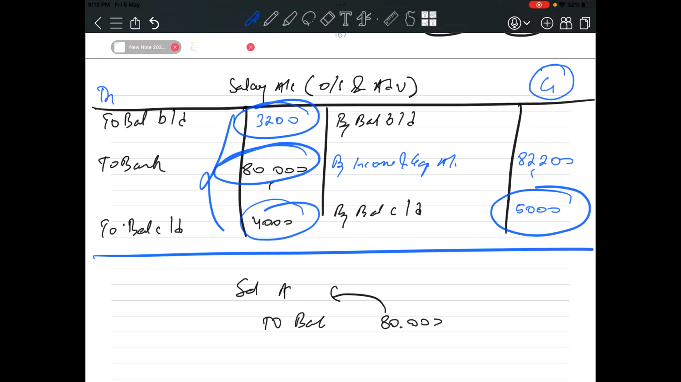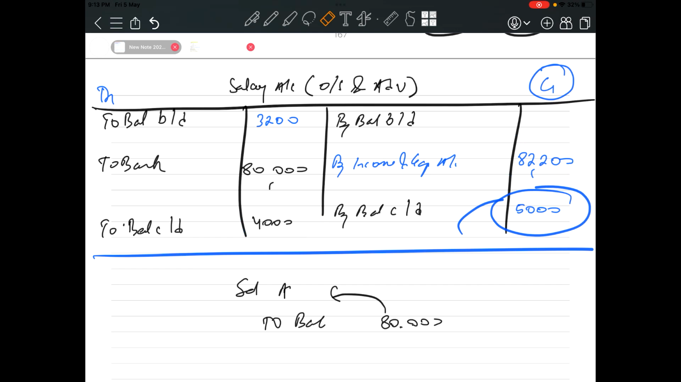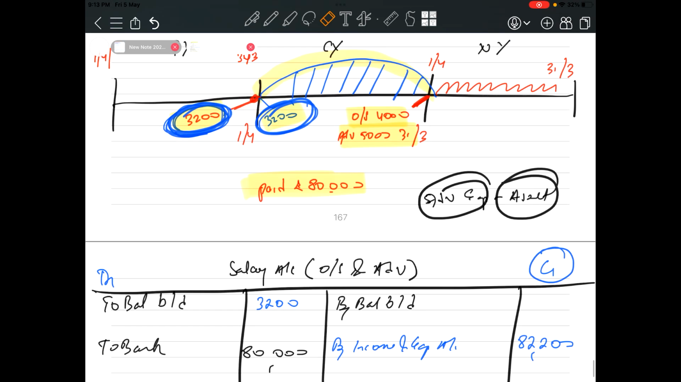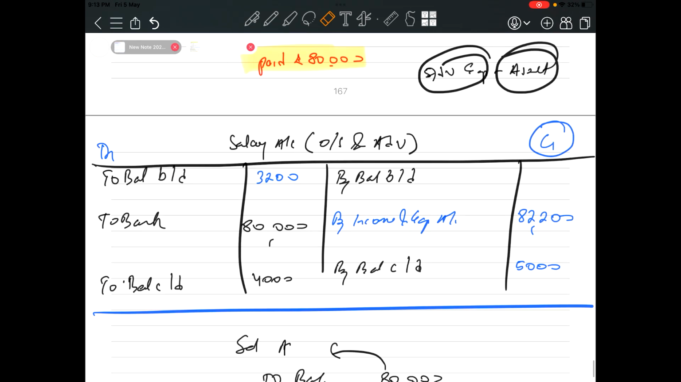Bank will go here. So you add this and you plus this, you will get the answer. Simple, it's very easy. Don't be confused. I hope this is clear to you.